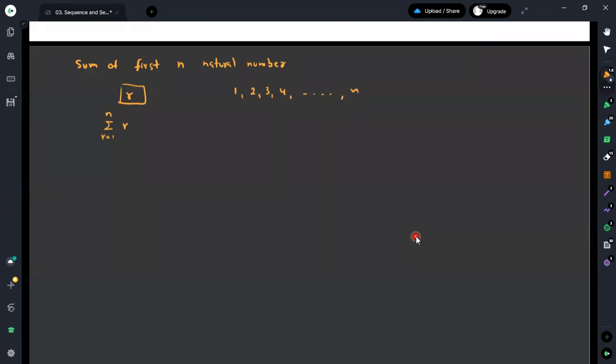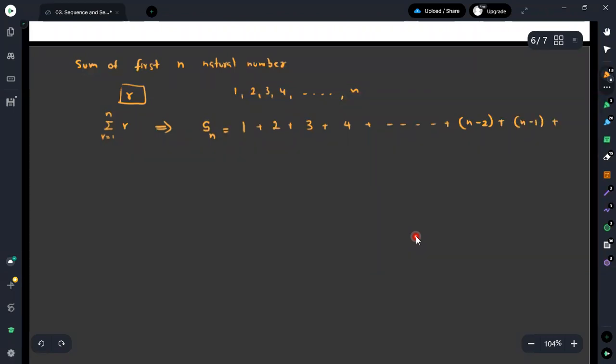Therefore, I can say this as a series, Sn. I can write down this series as the summation 1 plus 2 plus 3 plus 4, and likewise, going to n minus 2, plus n minus 1, plus n. This is the series that we obtain for the summation of the first n natural numbers. Now we need to find an equation which gives the summation rather than adding these numbers. It would be easy for us if we have an equation.